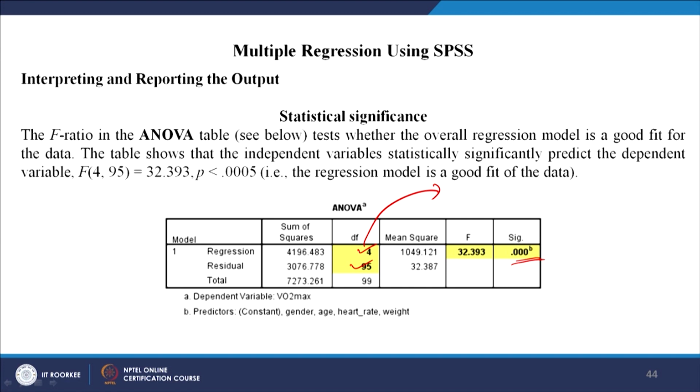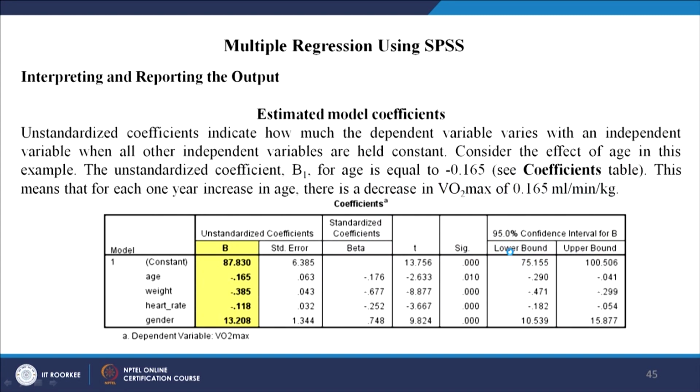This 4 is from the variance between the groups, divided by 95, which is my within. So, this is between by within. The F ratio is the mean sum of squares between over the mean sum of squares within. So, F(4, 95) is equal to how much? 32.9339, and significant at a level of 0.005. This is how you should report it.